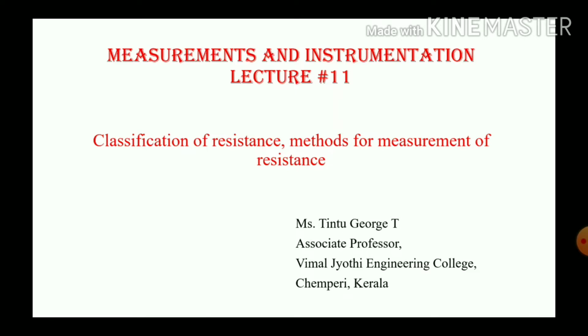In this session, I am explaining the topics classification of resistance and methods for measurement of resistance. Resistance is the property of material which opposes flow of electrons or electricity. Resistance is expressed in ohms. Resistance is one of the most basic elements in electrical and electronic engineering. The value of resistance varies from few ohms to several mega ohms.